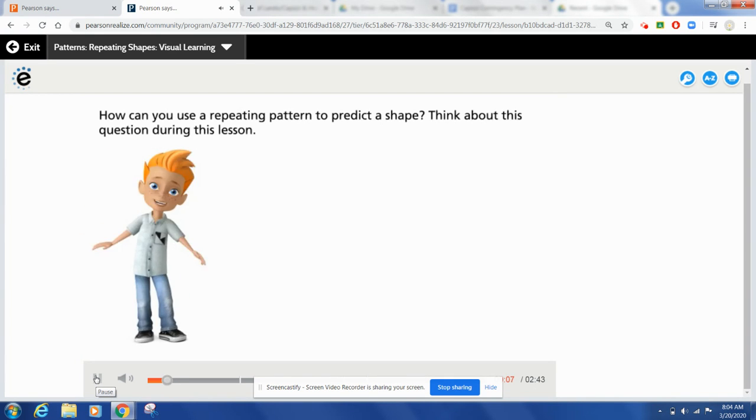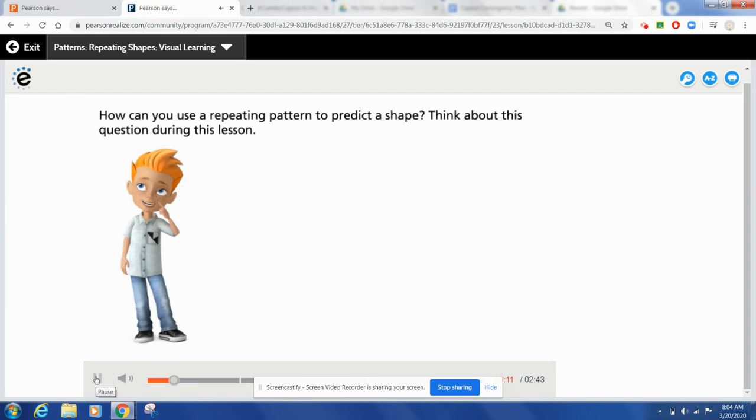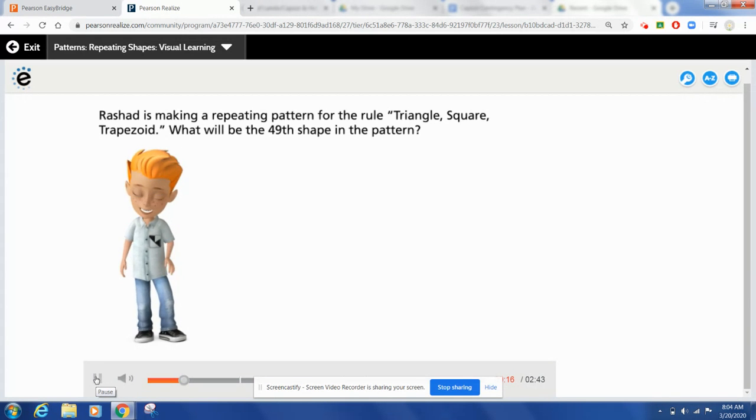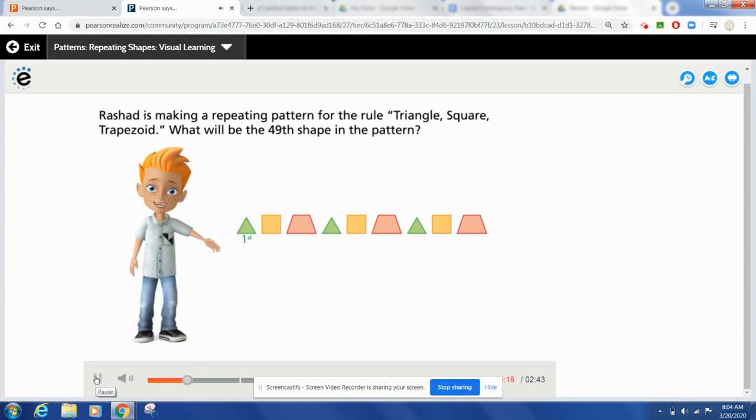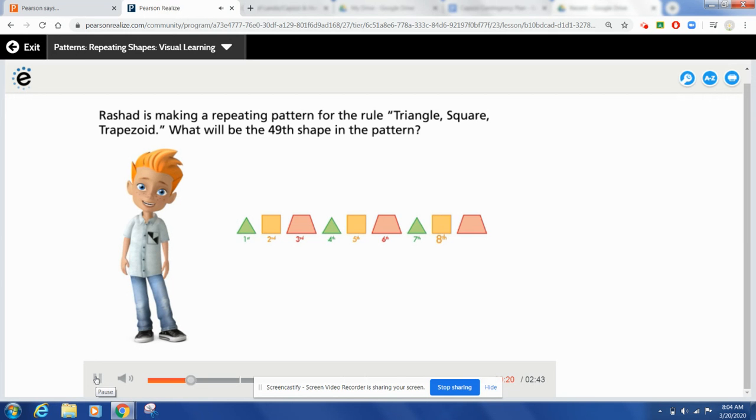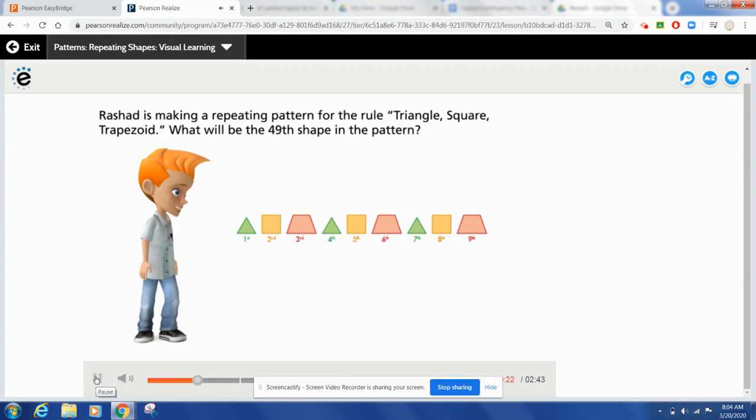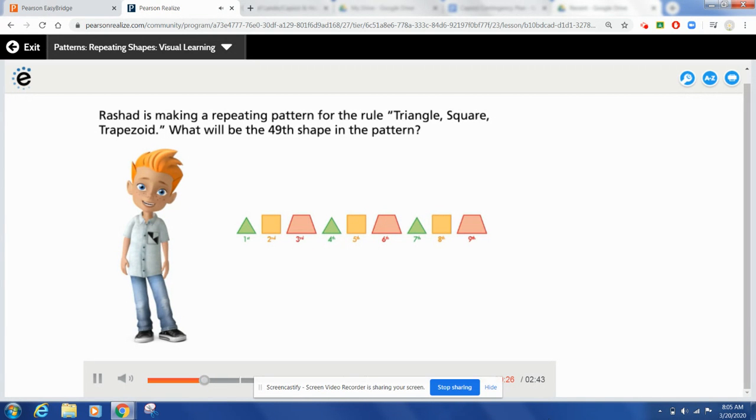How can you use a repeating pattern to predict a shape? Think about this question during the lesson. Rashad is making a repeating pattern for the rule triangle, square, trapezoid. What will be the 49th shape in the pattern?